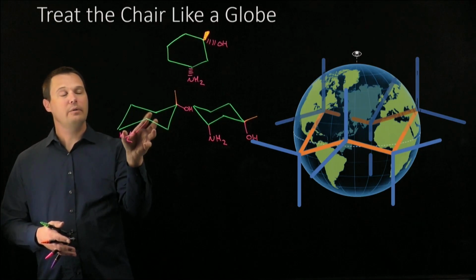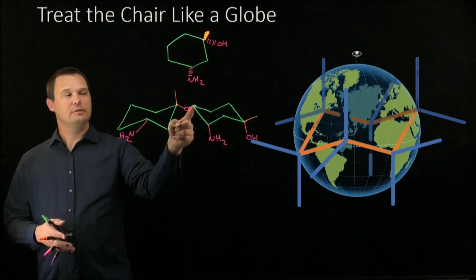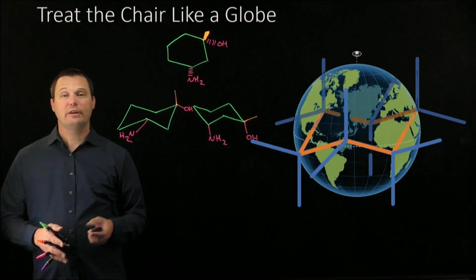The carbons stay where they are around the globe. The globe is not rotating. The carbon furthest to the left stays the carbon furthest to the left, and the carbon furthest to the right stays the carbon furthest to the right. What changes is the direction the bonds point.